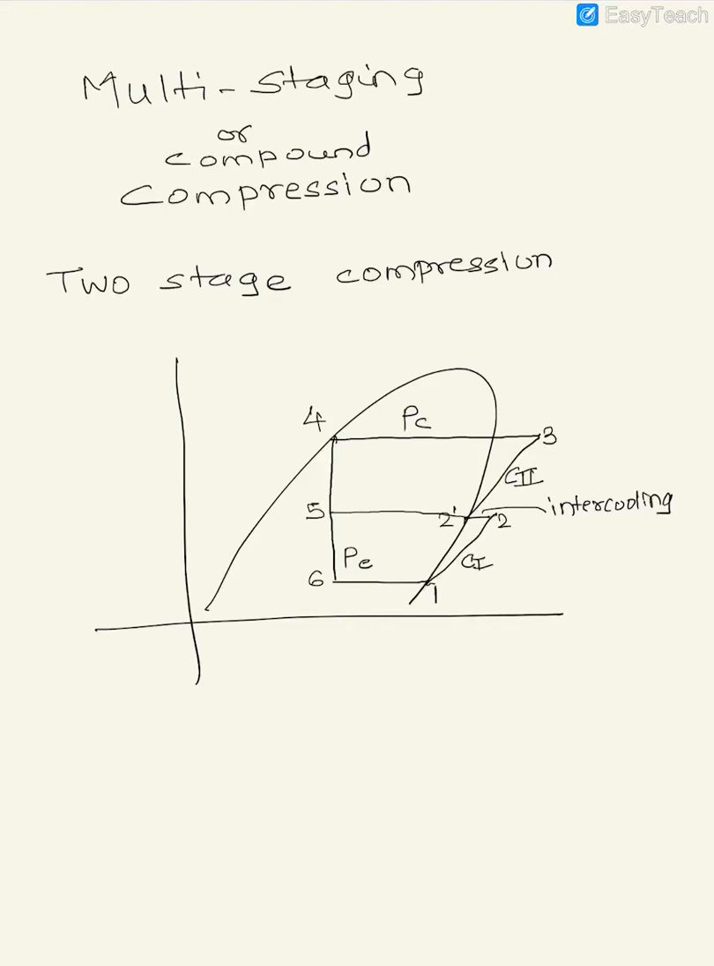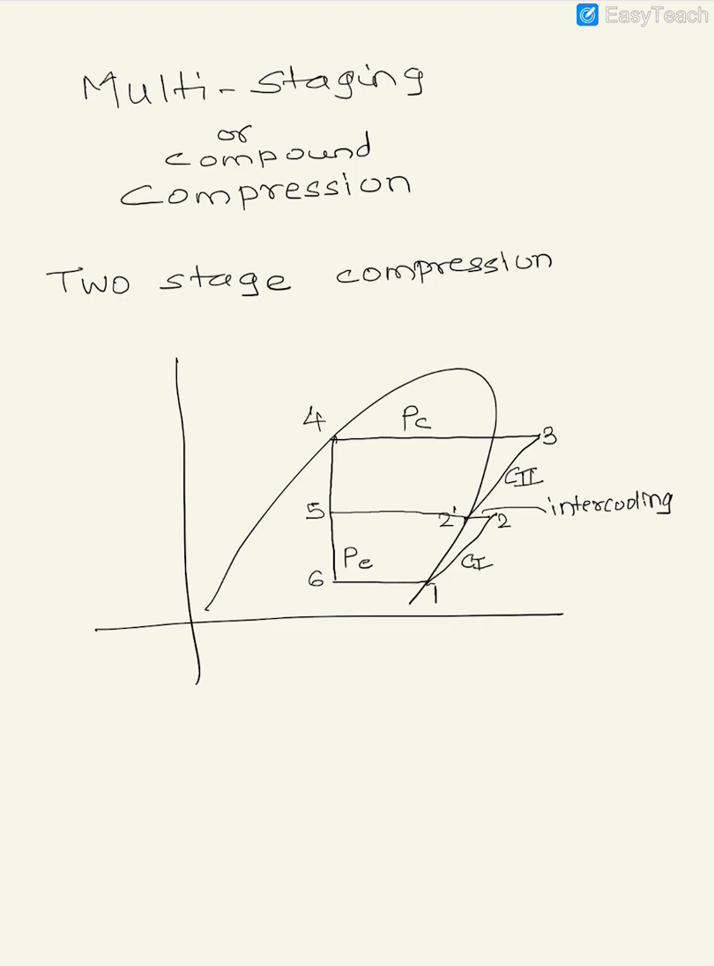Multistaging, also known as compound compression, is used to reduce the specific work input in refrigeration systems. In your two pressure systems, which is the regular refrigeration system, the compression is done in a single stage. In multistaging or compound compression, you compress the refrigerant in two or more stages.